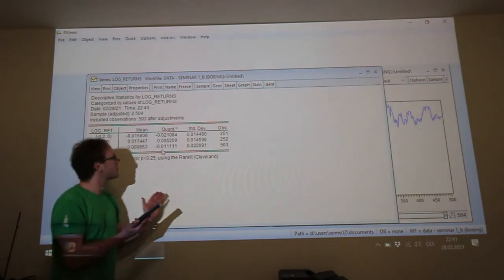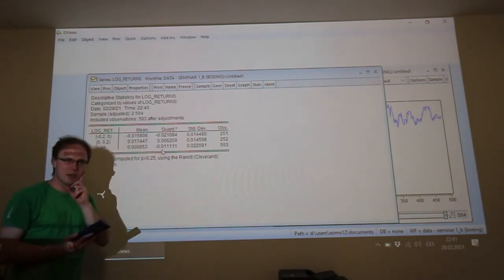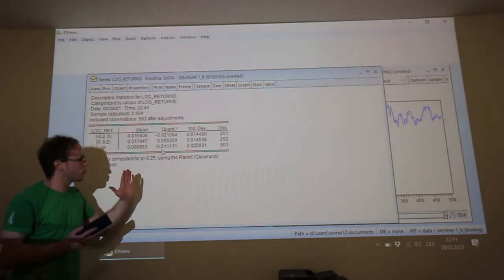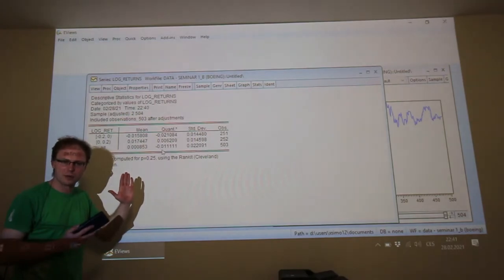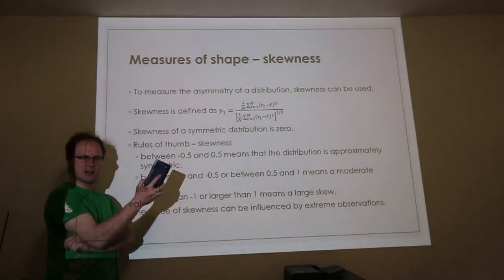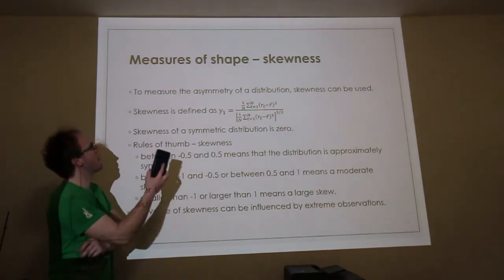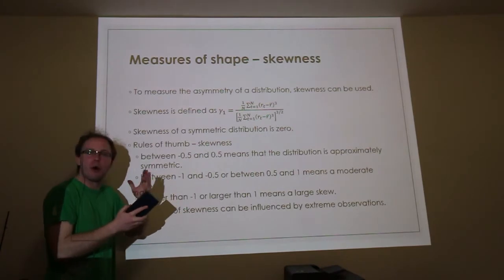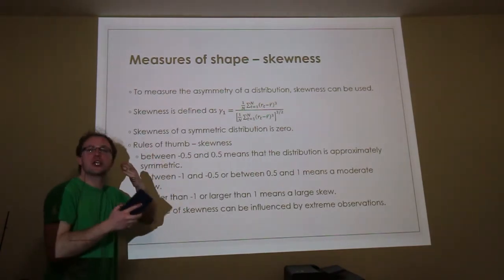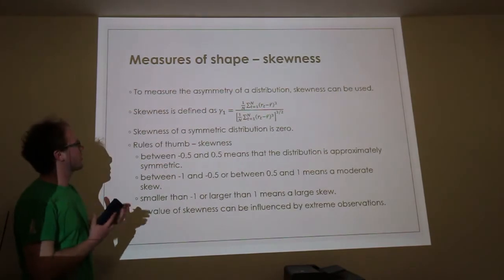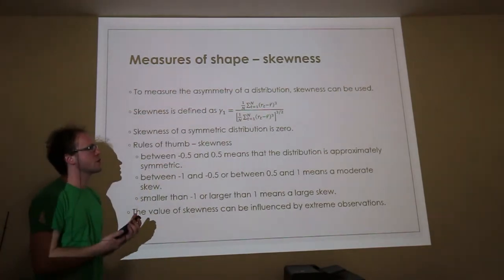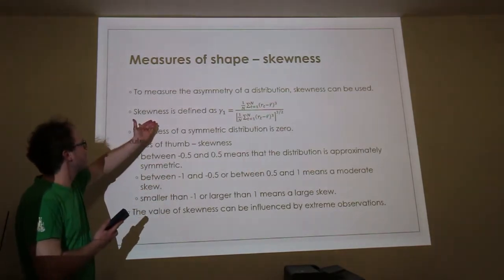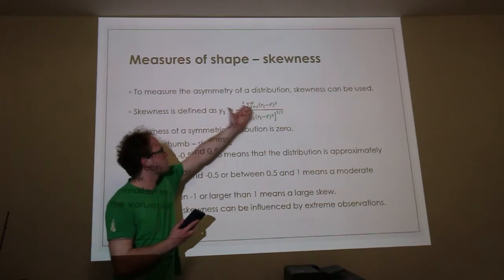0.025688. Yes. Okay, so I think that we calculated all measures which I showed to you in the presentation. And now we'll move to measures of shape, which is very often called measure of skewness. To measure the asymmetry of distribution, skewness can be used. Skewness is defined as this formula.